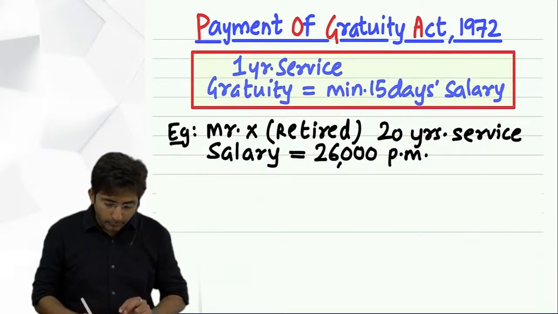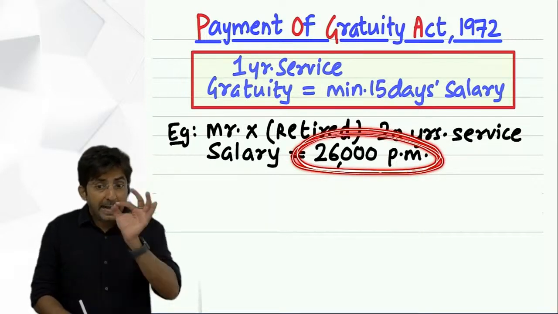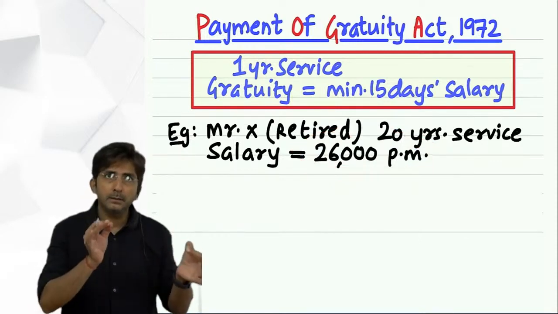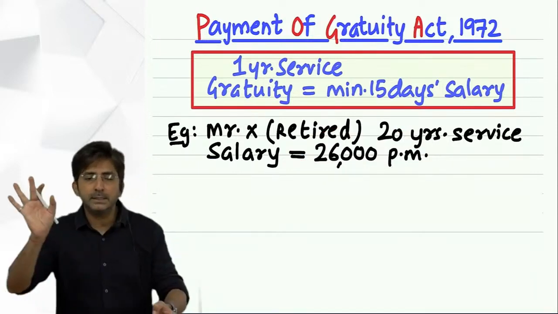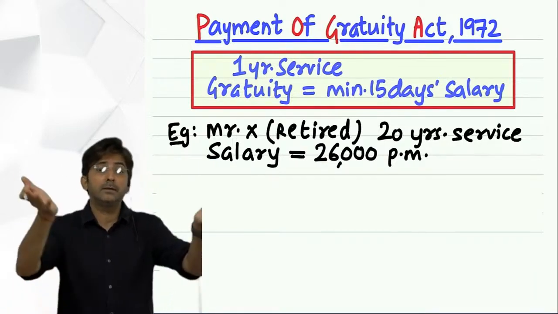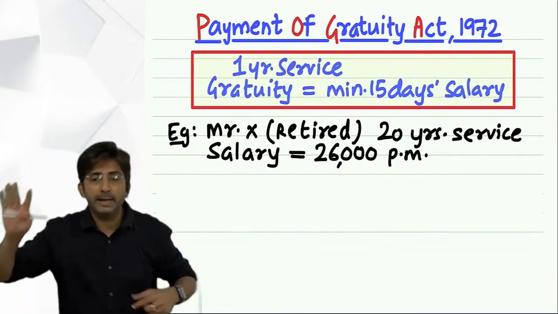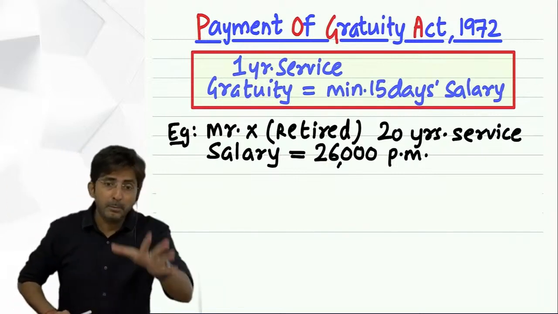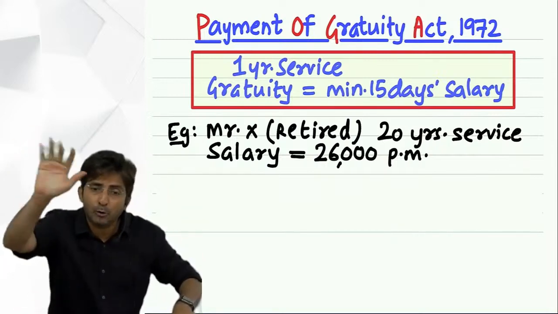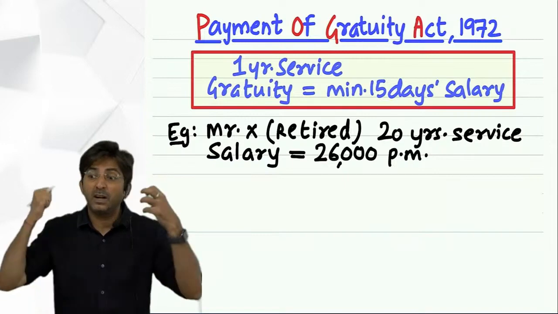See, right now this 26,000 rupees is 1 month. And as per the Payment of Gratuity Act, 1 month is 26 days. Yes, I know. Sometimes in a month there are 30 days, sometimes 31 days. In the month of Feb, sometimes 28, sometimes 29. I know that. But on an average in a month there are 30 days. And every month on an average there are 4 Sundays. And in 4 Sundays, do you go to office or do you sleep at home? You sleep at home. So what are the working days? 26 days are the working days.